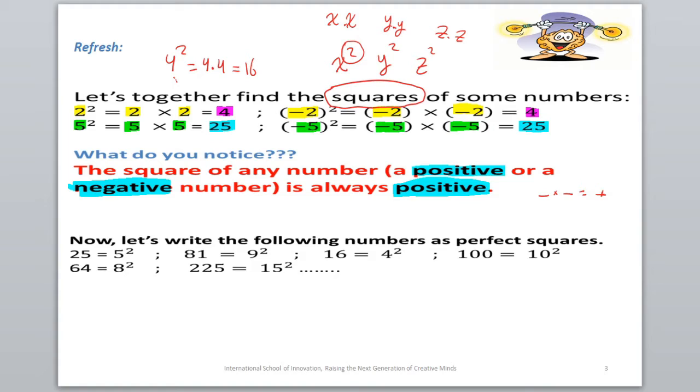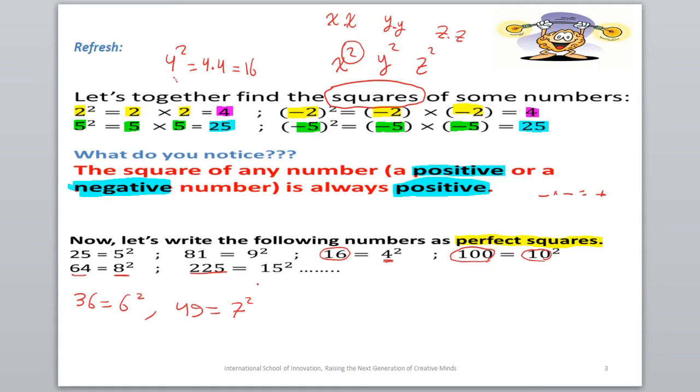Fine. Now let's write the following numbers as perfect squares. We will now start discussing what we mean by perfect squares. First, look at these numbers. 25 is 5 squared. 81 is 9 squared, 9 times 9 is 81. 16 is 4 times 4, 4 squared. 100 is 10 times 10, which is 10 squared. 64 is 8 times 8, which is 8 squared. 225 is 15 squared. 36 is 6 times 6, which is 6 squared. 49 is 7 times 7, which is 7 squared, and so on.